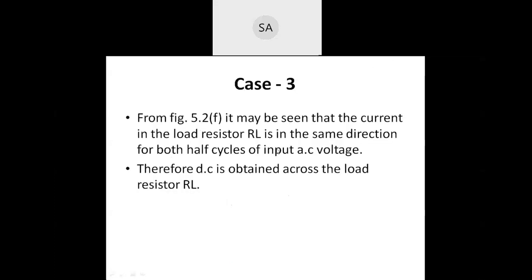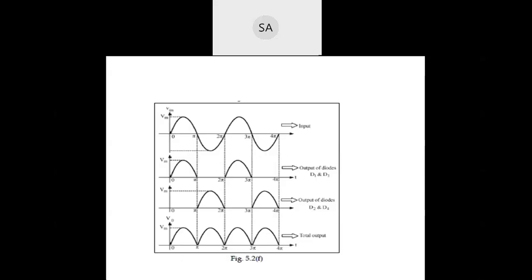So from figure 5.2F, it may be seen that the current in the load resistor RL is in the same direction for both the half cycles of the AC input voltage. Therefore, the DC is obtained across the load resistance RL. So here we are taking the output across the load resistance.